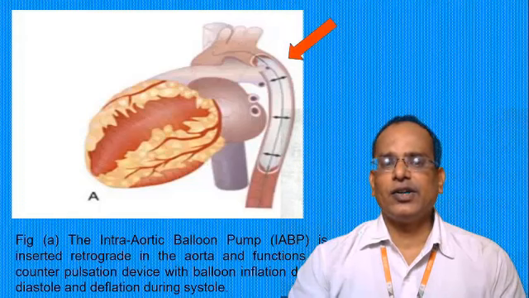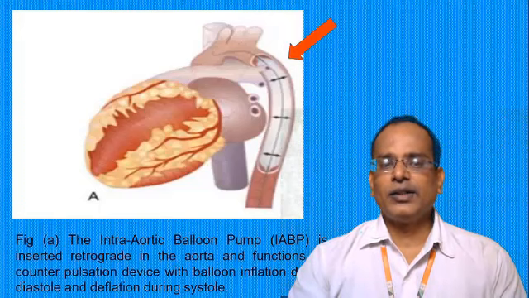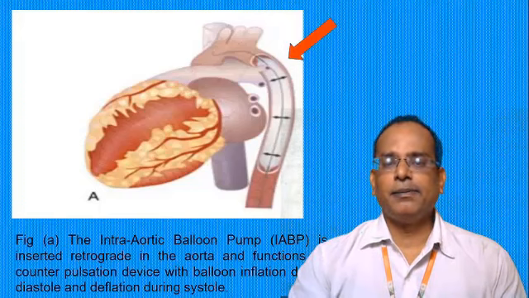Here figure A shows the intra-aortic balloon pump, that is IABP, inserted retrograde in the aorta and functioning as a counter pulsation device. It is similar to the counter pulsation device that we give externally. Here we are giving treatment internally with the help of a balloon, which inflates during the systole and deflates during the diastole.